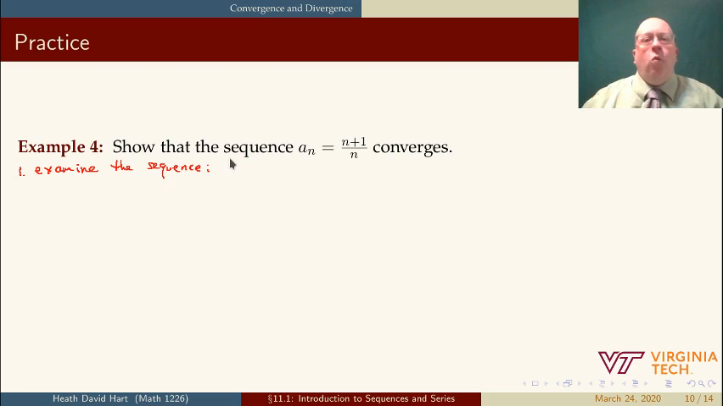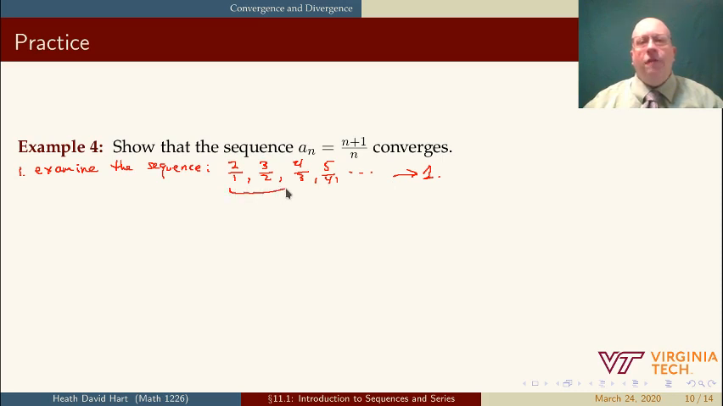When n equals 1, I have 2 over 1. When n equals 2, I have 3 over 2. When n equals 3, I have 4 over 3, 5 over 4, and so on and so forth. Each of these numbers is getting closer and closer to 1. So an examination tells me that the sequence is converging to 1.